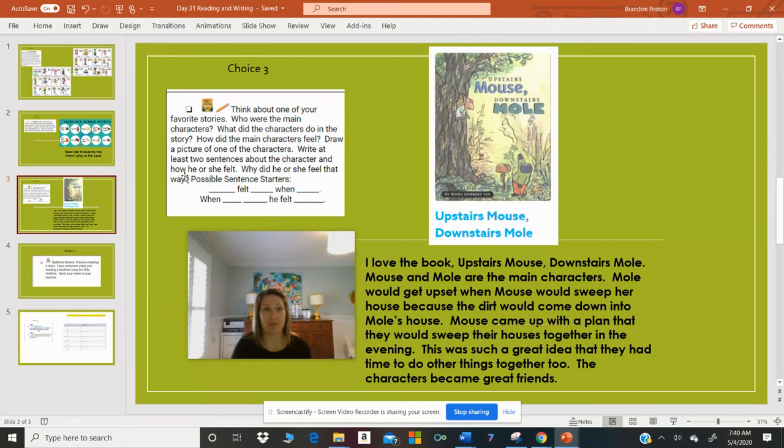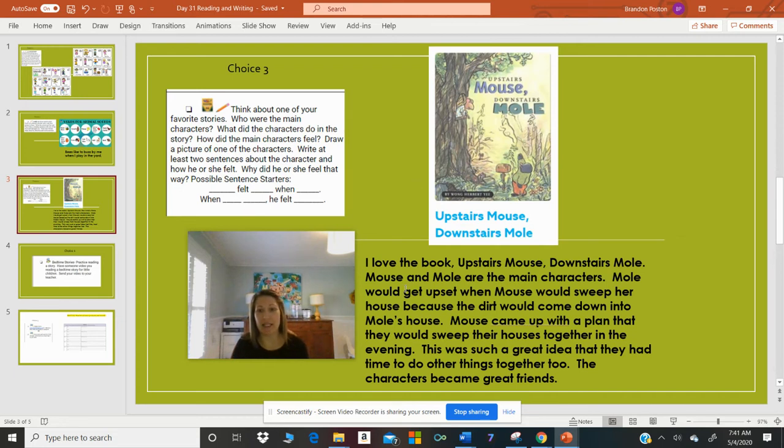Choice number 3. Think about one of your favorite stories. Who are the main characters? What did the main characters do in the story? How did the main characters feel? Draw a picture of one of the characters. Write at least 2 sentences about the character and how he or she feels. What did he or she feel? Why did he or she feel that way? And then they gave you some possible sentence starters.